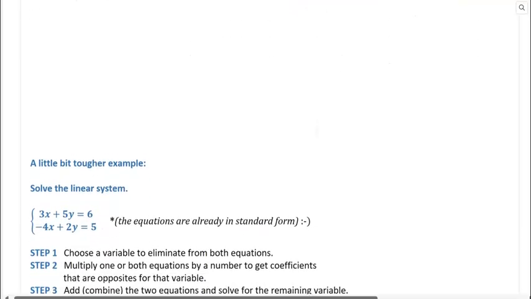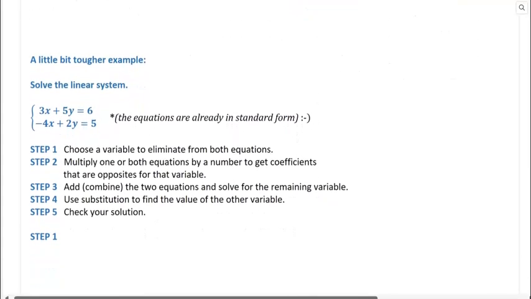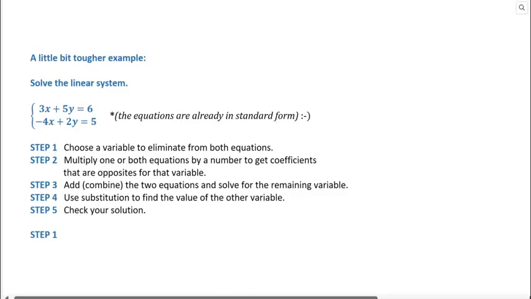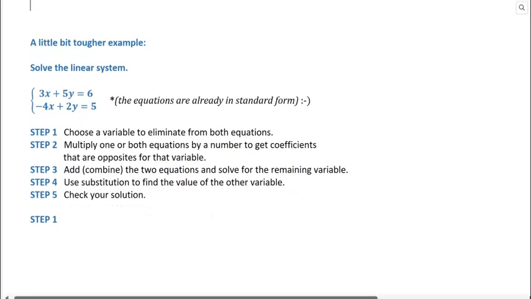Now this is a little bit tougher of an example. We're going to solve this linear system. 3x plus 5y equals 6, and negative 4x plus 2y equals 5. Well, okay. So first of all, we're going to choose the variable to eliminate from both equations. I'm going to choose to eliminate the y.